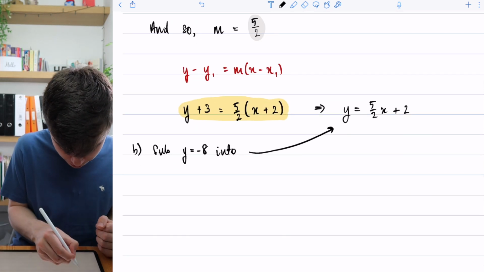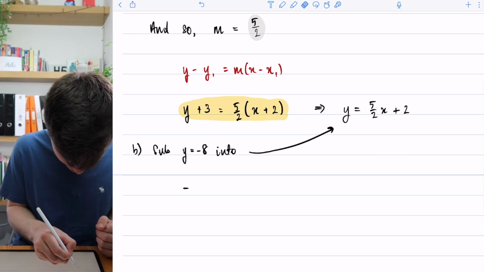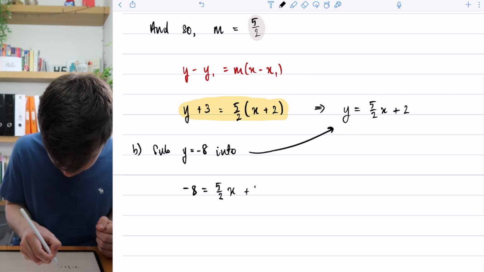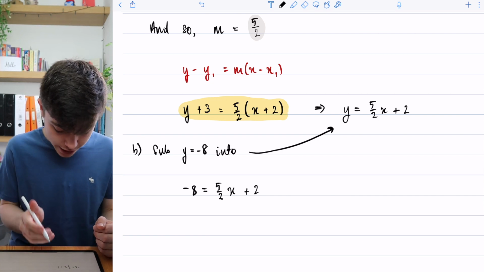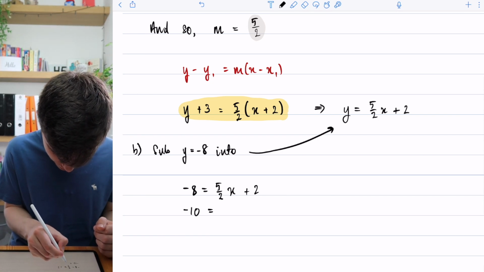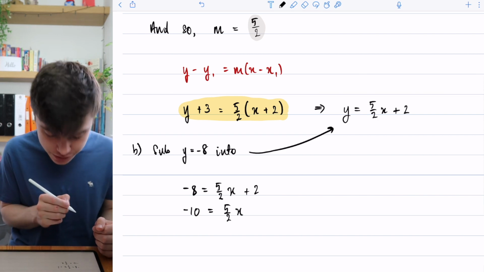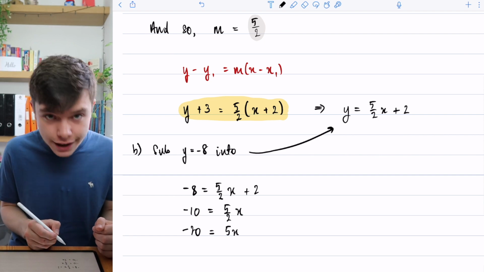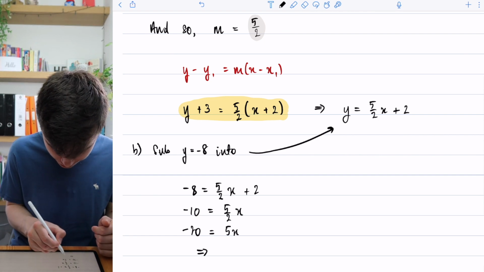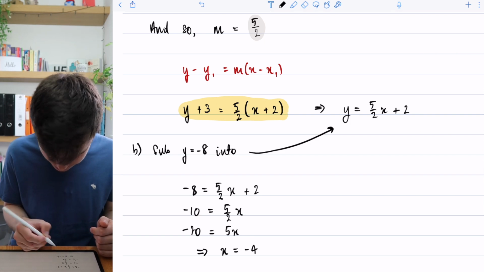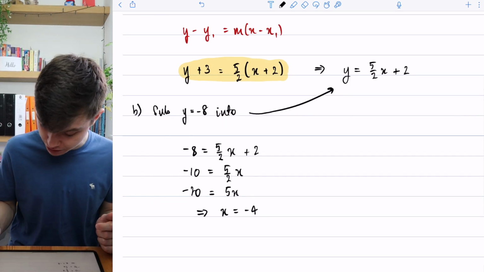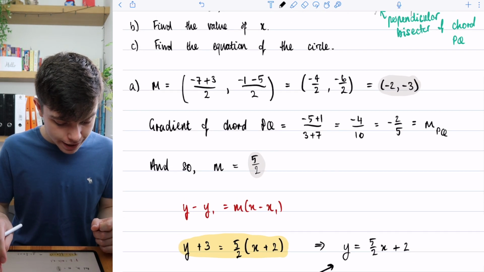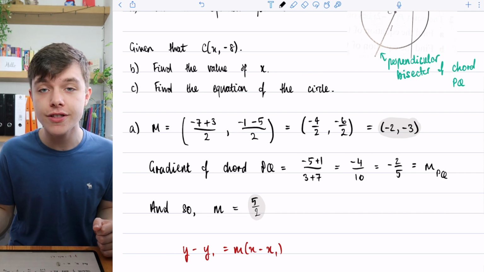Okay, so it will be minus 8 is equal to 5/2 x plus 2. Take off the 2, that will give me minus 10 is equal to 5/2 x. Multiply by 2, minus 20 is equal to 5x. Divide by 5, that tells me that x is equal to minus 4. Okay, so that is the value of x. Quite simple there. Part C says find the equation of the circle.